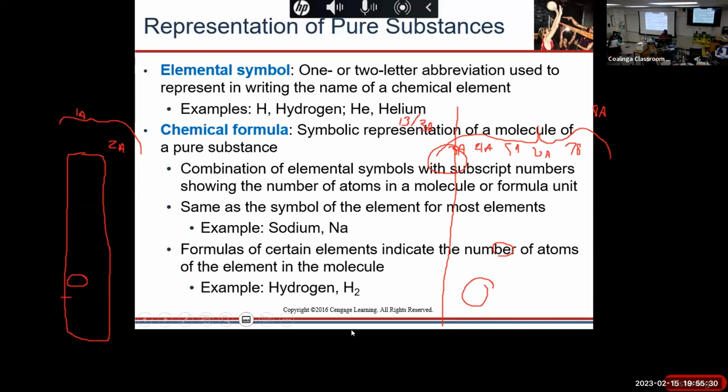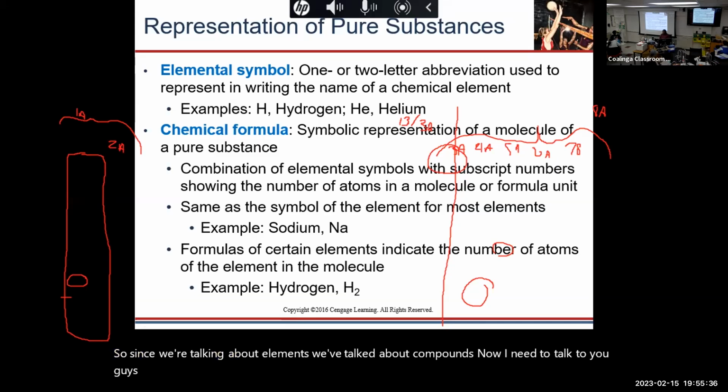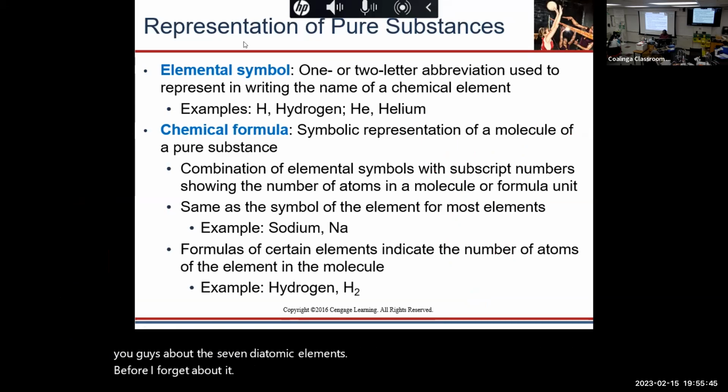So since we're talking about elements, and we've talked about compounds, now I need to talk to you guys about the 7 diatomic elements, before I forget about it. So there are 7 diatomic elements.